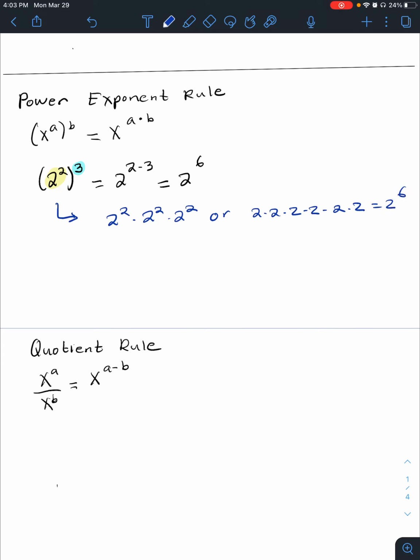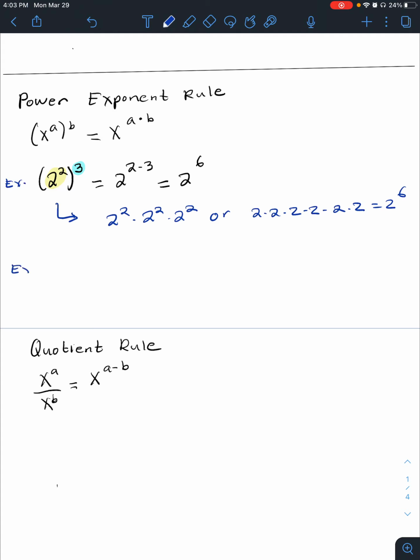You always have the option to do it this longer way, but when you keep doing this over and over again, you just notice that the number of times that you're multiplying the base comes from multiplying the exponents, or the powers. That's why it's called the power rule. So that's the background behind why that works. So that was an example.